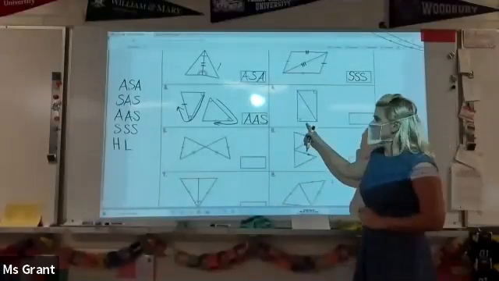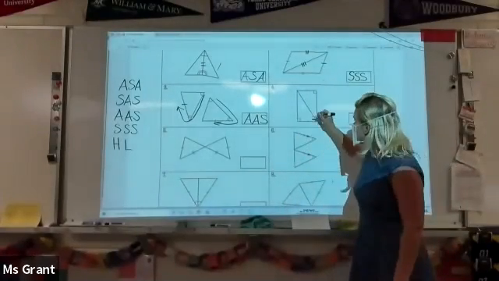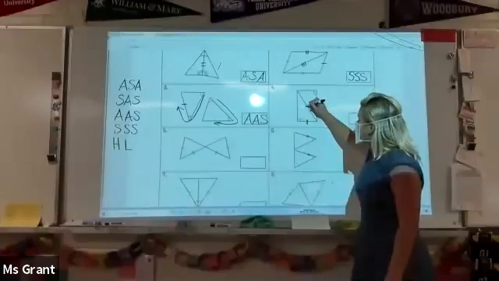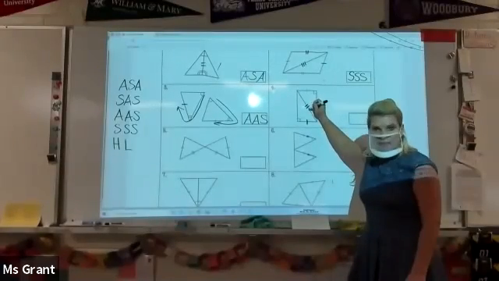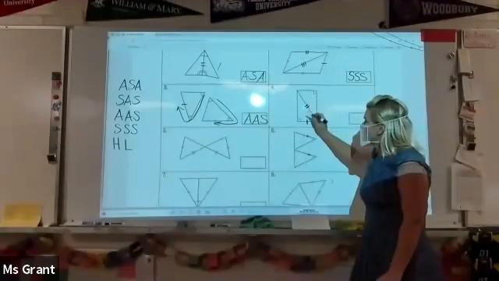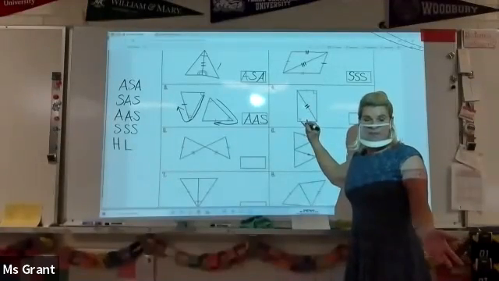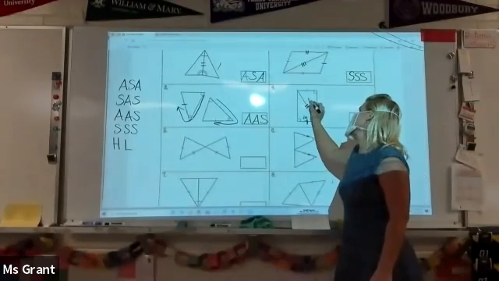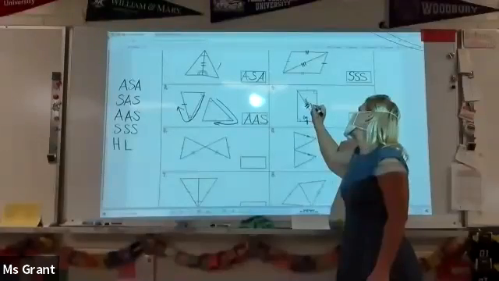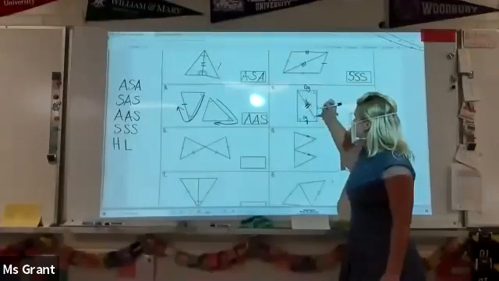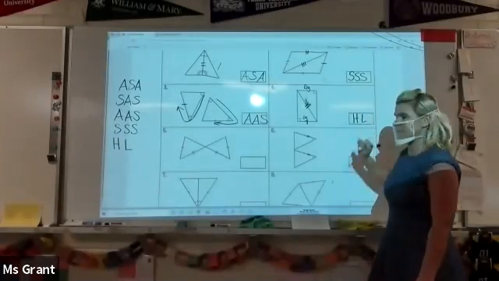Like on this one, I'm going to start with this side, right? Side, it's reflexive because it's in common. It's a right angle. Could it be what we learned today? Is this a leg? Is this the hypotenuse? Yeah, this is a leg. So number 4 is HL.